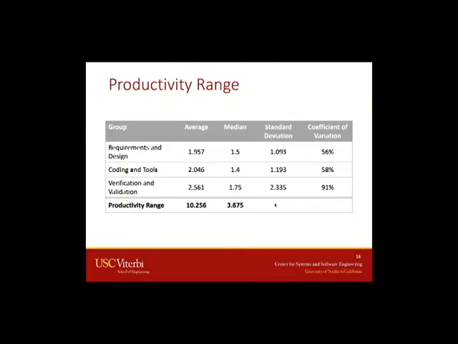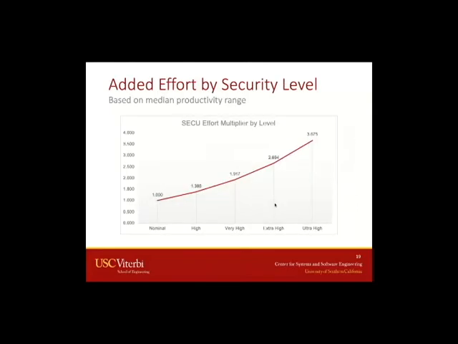Here we have the summary results for each group. We can see that the coefficient of variation is high even for the second round. So there was not a strong consensus among experts on the added security effort. And based on the median, the overall productivity range was 3.675. Using this productivity range and an exponential growth equation, we can obtain the effort multipliers for each level of the scale. We did this based on the median.